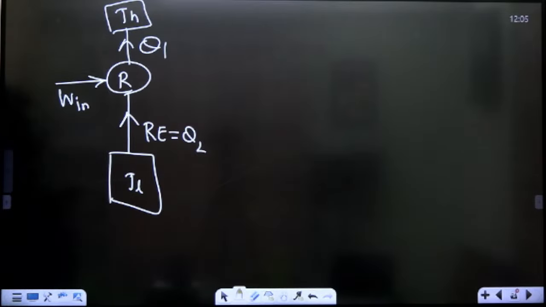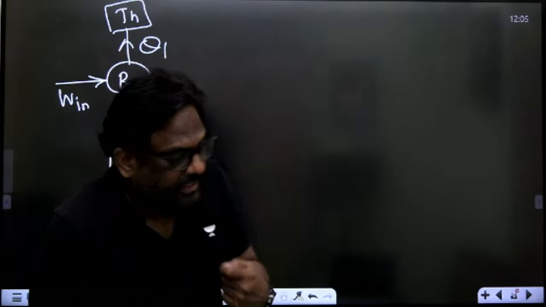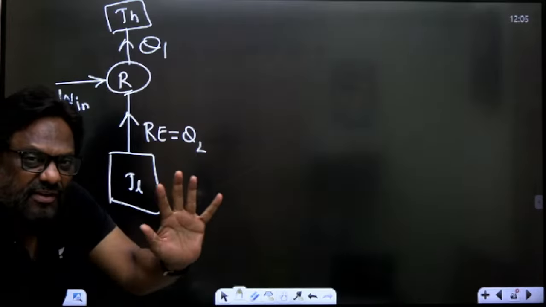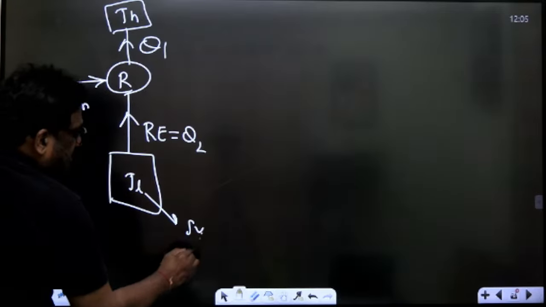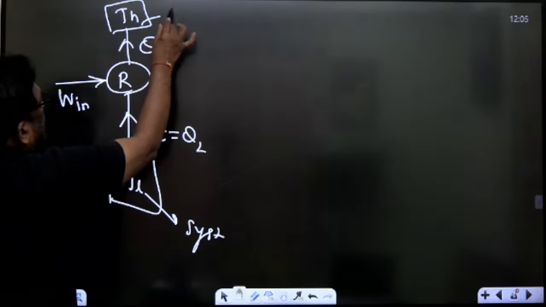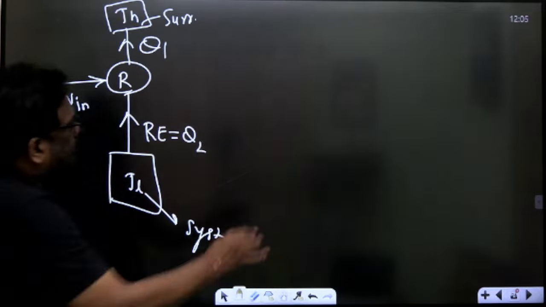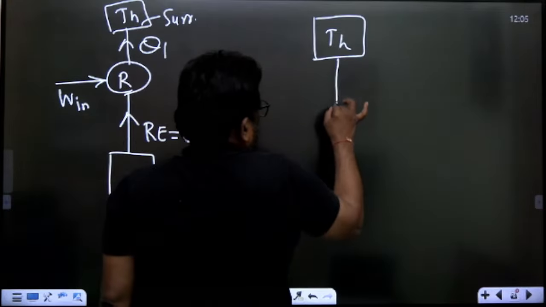Dear students, what is a refrigerator? A refrigerator is a device which maintains lower temperature compared to surroundings. So in a refrigerator, your focus is the lower temperature. This is my system and this is our surroundings. If it is a heat pump, I'm drawing the same line diagram.